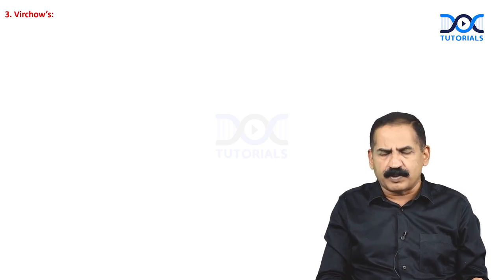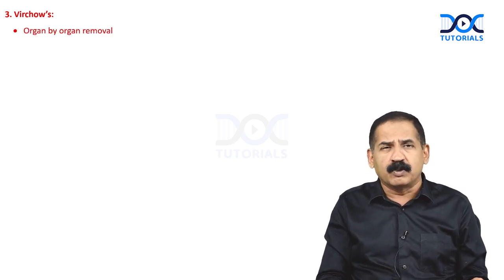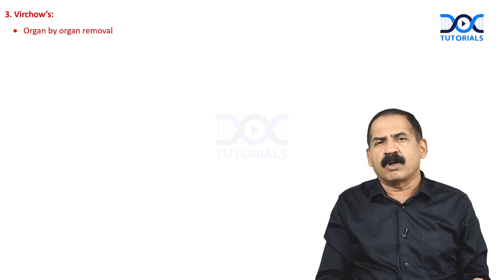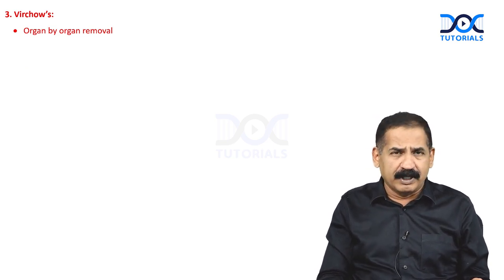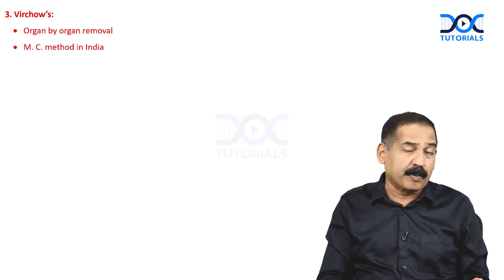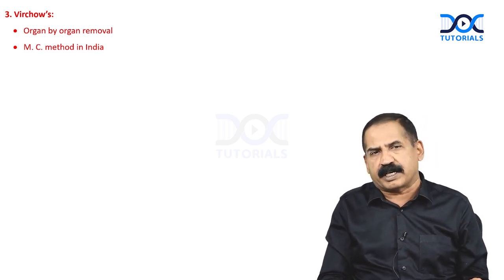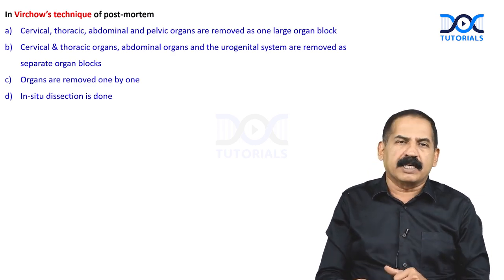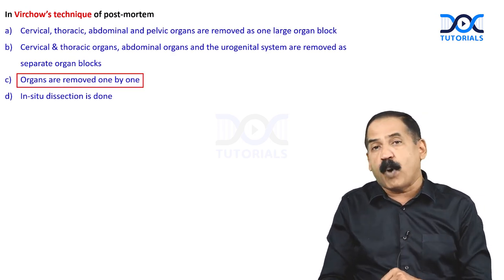Number 3, workhorse technique of autopsy. Organs are removed one by one, organ by organ removal, and this is most commonly done in India. Most common method adopted in India is workhorse technique. In workhorse technique, organs are removed one by one.